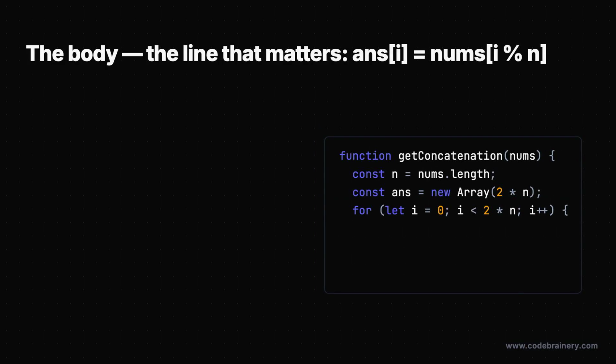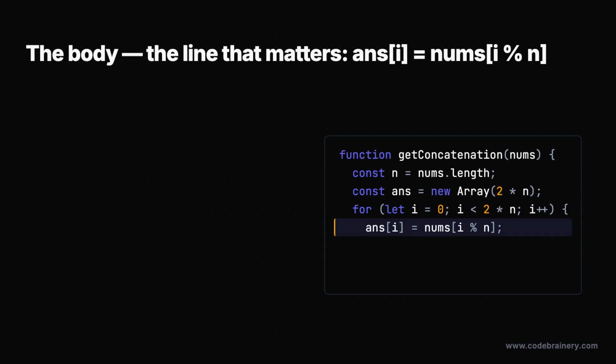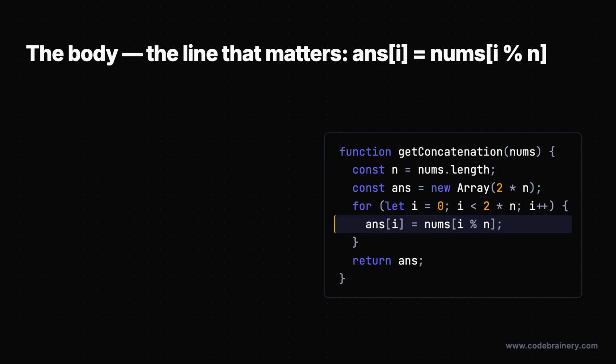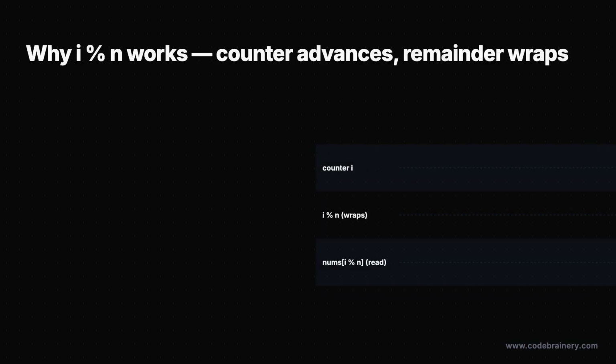The body. Output at counter equals input at counter modulo n. Read that twice. The counter goes 0, 1, 2, 3, 4, 5, 6, 7. The remainder goes 0, 1, 2, 3, 0, 1, 2, 3. Same input slots, twice.